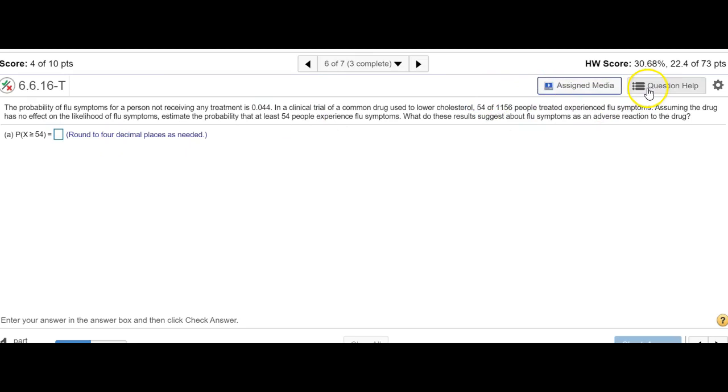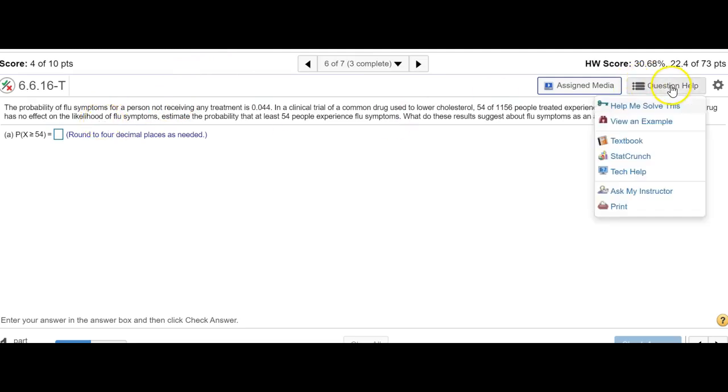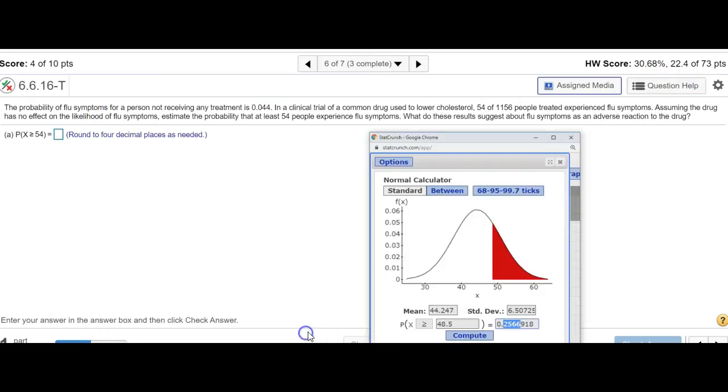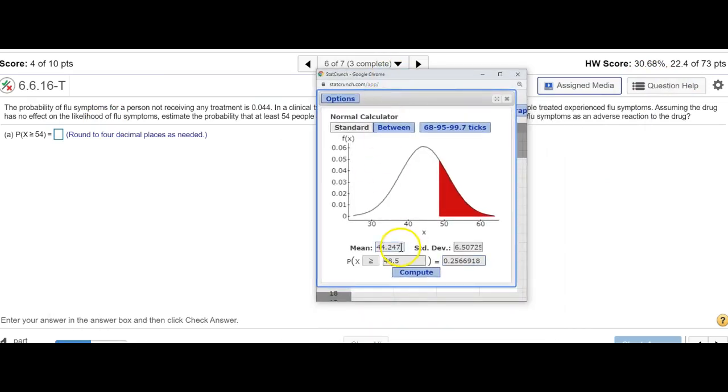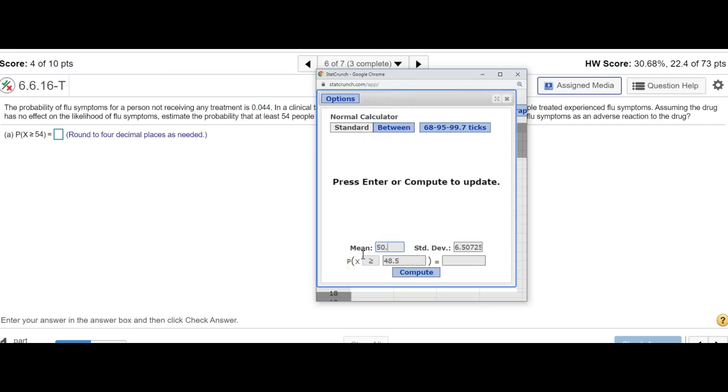So when we approximate the binomial to the normal, we have to make sure the N times P and N times Q is greater than 5. In this case, we don't have a problem with that. We're going to pull up our calculator. We're going to put in the mean we calculated, 50.864. Our standard deviation, we're going to plug it in to be 6.973233.